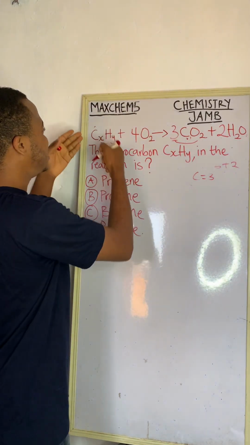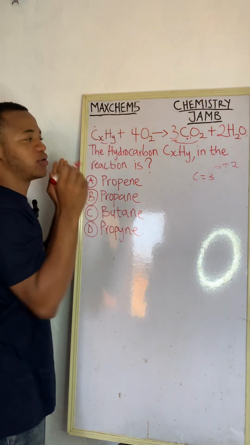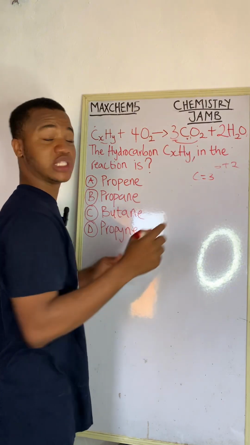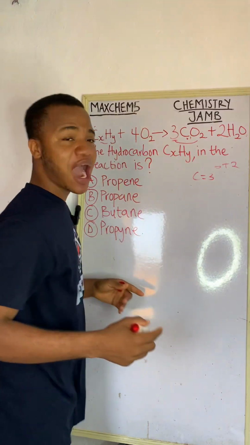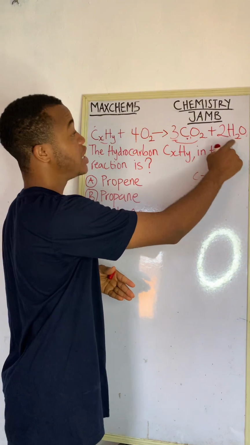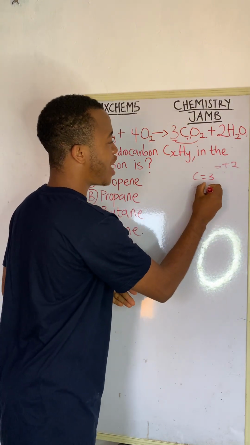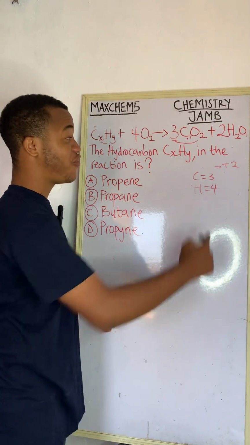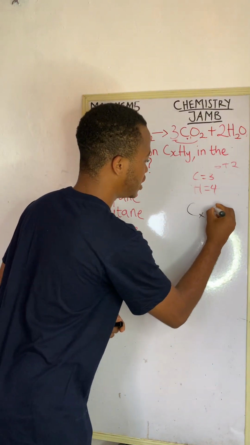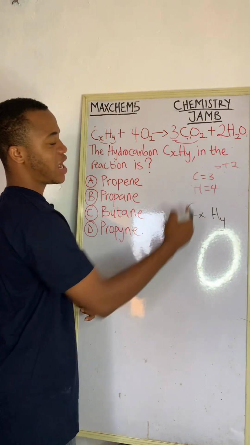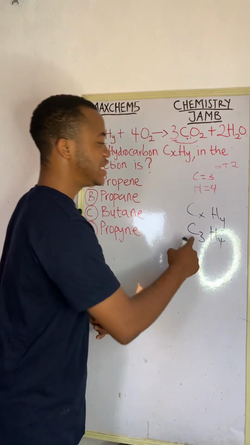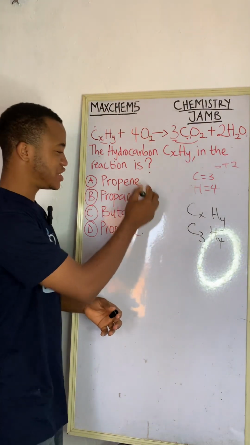So now we need to get the value of x and the value of y. We have 3 atoms of carbon here, from this place, 3 times 1, which is 3. Now for hydrogen, how many atoms of hydrogen do we have? Hydrogen is in the water here, 2 times 2 is going to give you 4. So we have 4 atoms of hydrogen. Are you following me? Now, don't forget that you are looking for CxHy. What is our x? Our x is 3, so it's going to be C3H. What is our y? Our y is 4. So C3H4. Now, which of these options is C3H4?